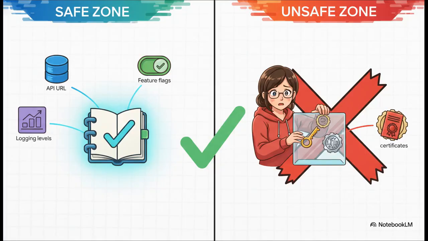So what kind of stuff do you put in there? Well, it's perfect for non-sensitive data. Think database hosts, API URLs, feature flags, logging levels, that kind of thing. But, and this is really important, it is absolutely not for secrets. I'll say it again, do not put passwords, API tokens, or private certificates in a ConfigMap. Why? Because they're stored in plain text. They are not encrypted. We have a different tool for that.